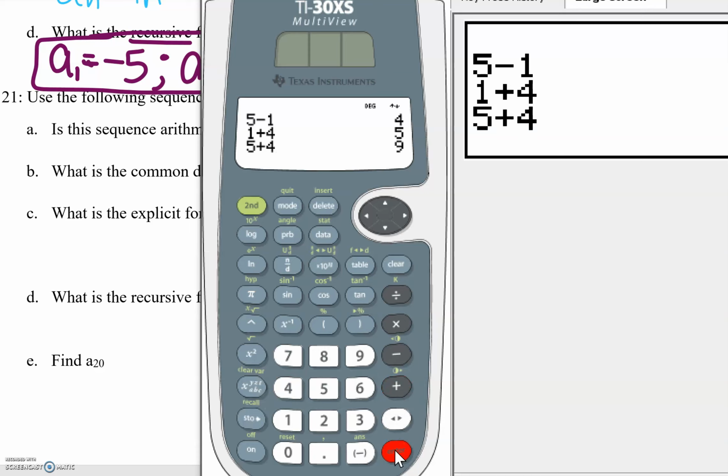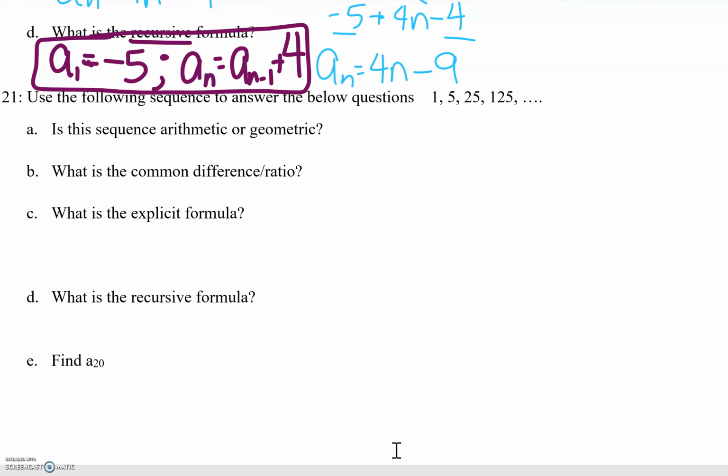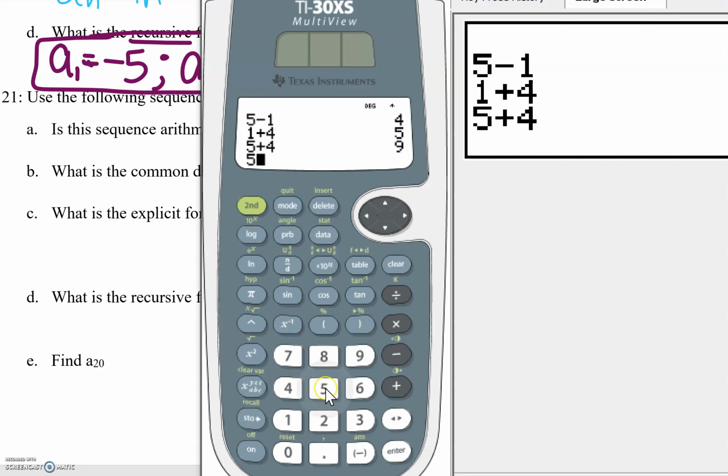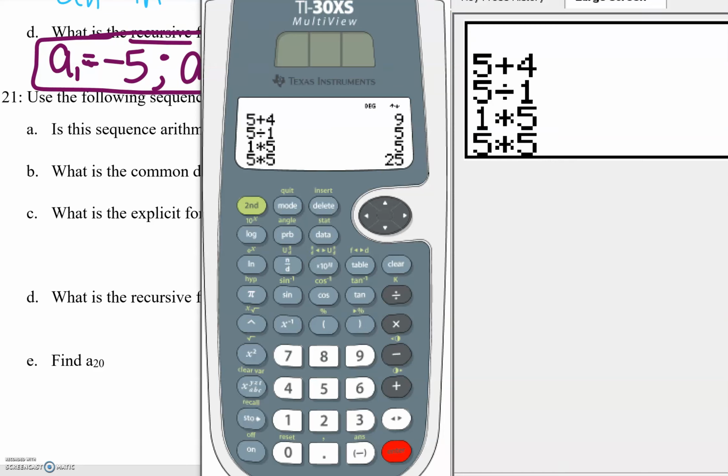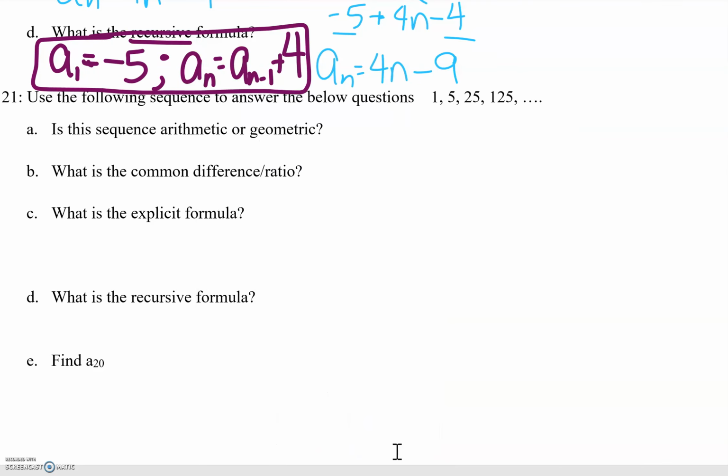So this is not arithmetic or linear. It's going to have to be geometric, if it is one. Well, if it's geometric, then we're multiplying and dividing. So take your second term divided by the first term, and we get 5. What is 1 times 5? 5. What is 5 times 5? Ooh, 25, which was my third number. What is 25 times 5? 125, which is my fourth number.